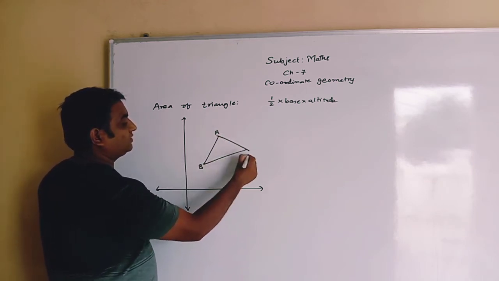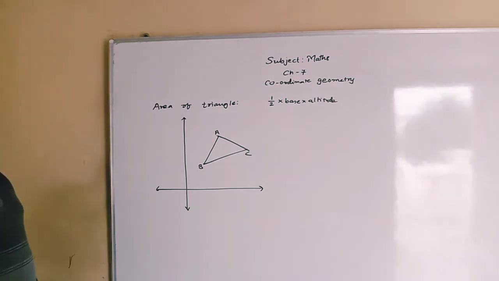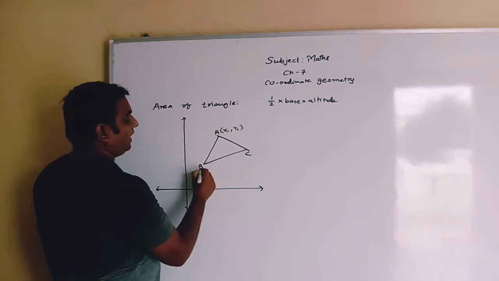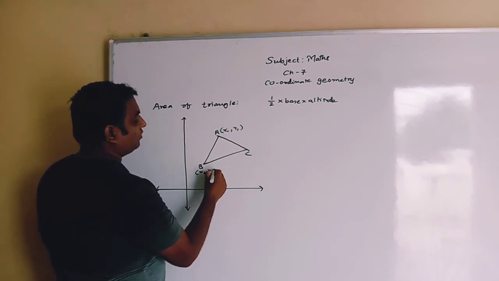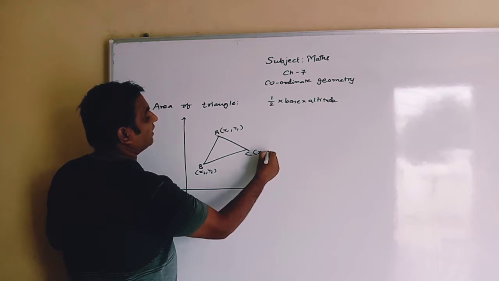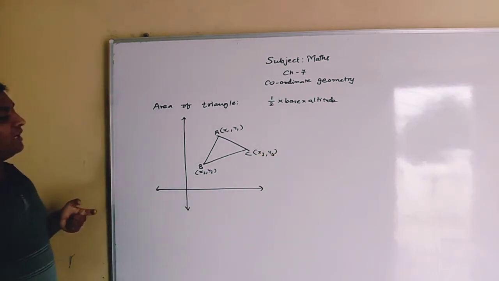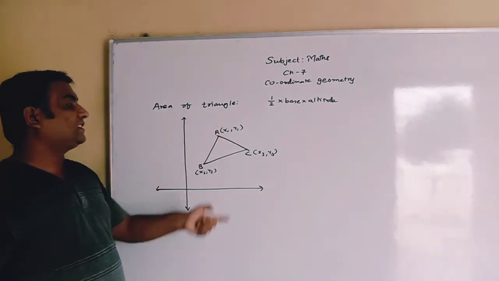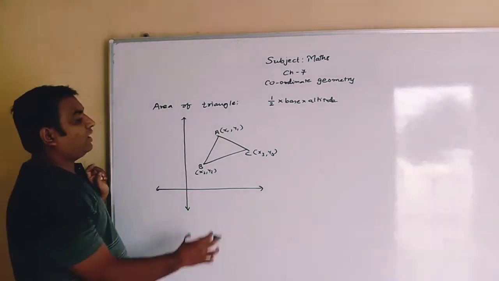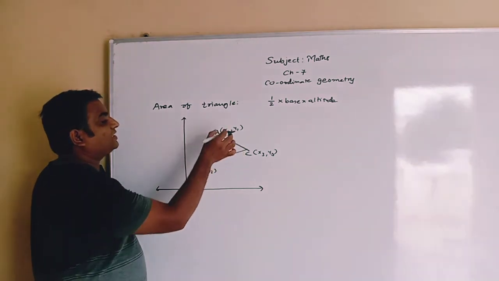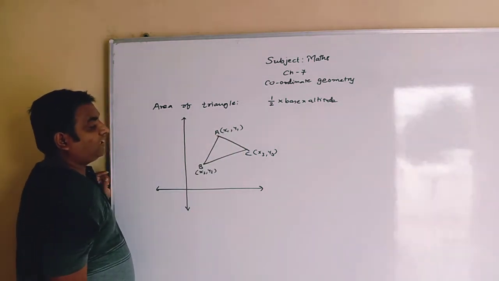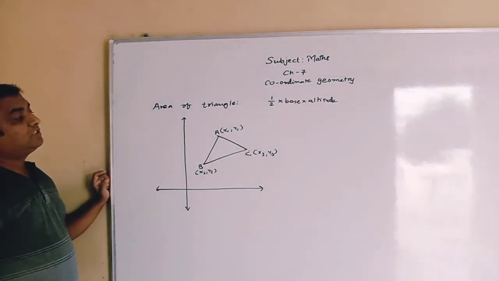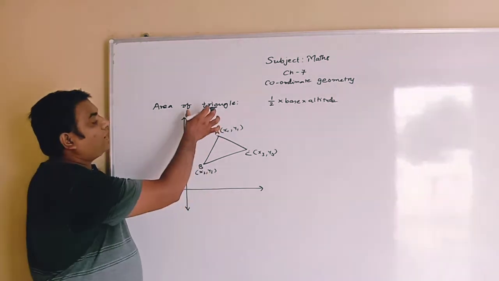A, B, C. A has the coordinates x1, y1, B has the coordinates x2, y2, and C has the coordinates x3, y3. Here we can use Heron's formula by using the distances AB, BC and AC, which we can find by the distance formula. But that will be a little longer. So we derive here the formula of area of triangle.